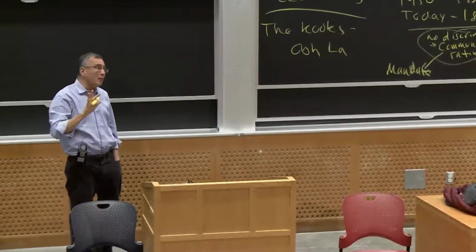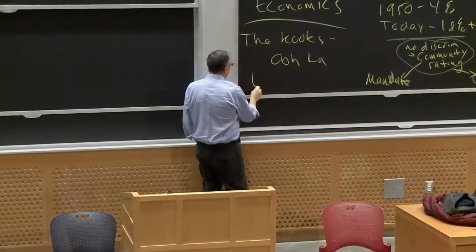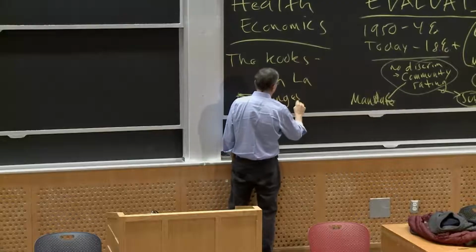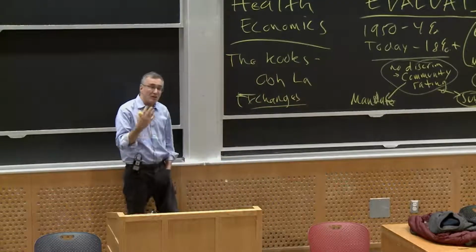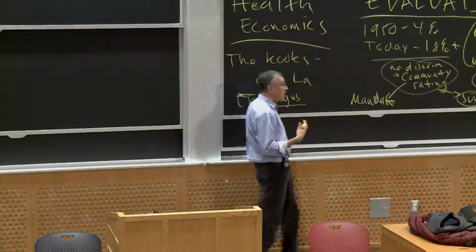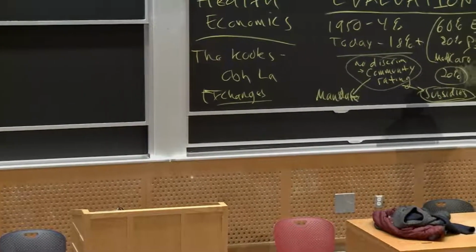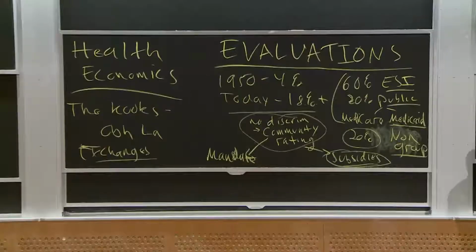But we did one other thing, which we set up exchanges, so people could easily find and shop for insurance. We set up these exchanges, and people could easily find and shop for their insurance using these subsidies to buy health insurance. Okay? And that's basically what the Affordable Care Act did.